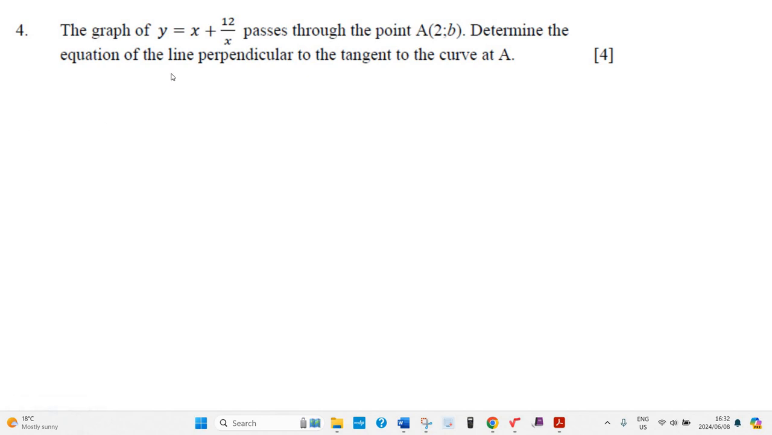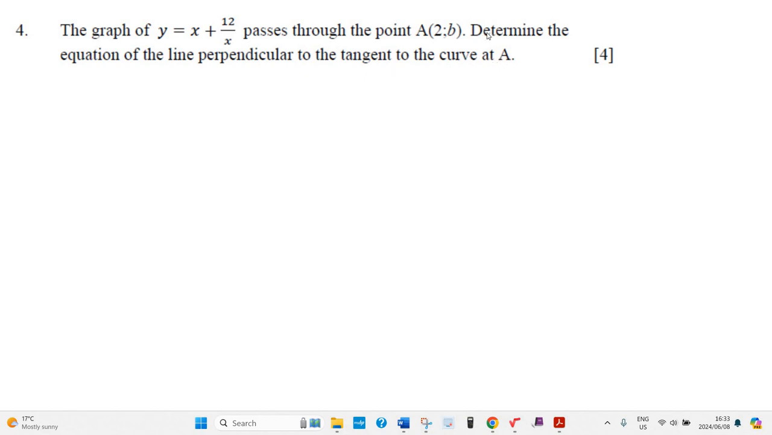Okay, let's try this question here. They say that the graph of this function, y equals x plus 12 over x, passes through a point A (2, b). Determine the equation of the line perpendicular to the tangent at the curve at A.